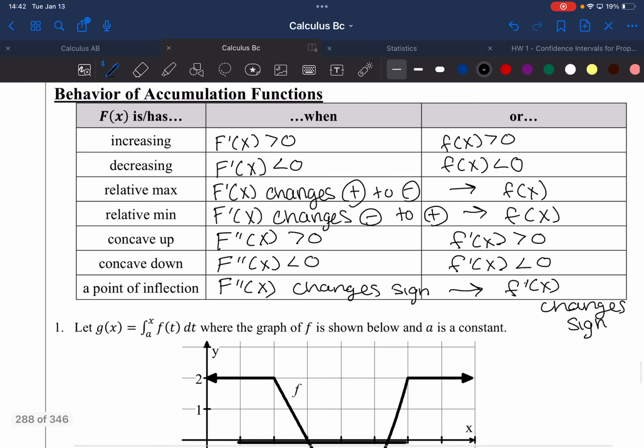Is it f prime or f double prime? Sorry, for what? Concave up and concave down. For concave up, it's the double prime of capital F of x. And it is just prime of f of x, because the derivative of capital F of x is equal to the function. So if we take the second derivative, it's just equal to the function's first derivative. And then same for point of inflection, just f prime. Correct. Correct.